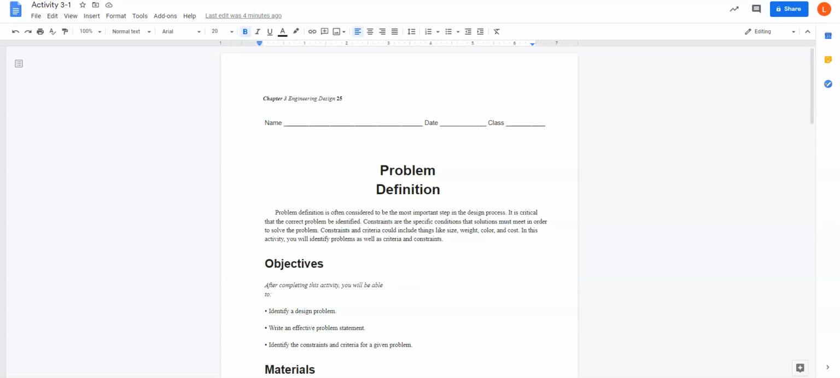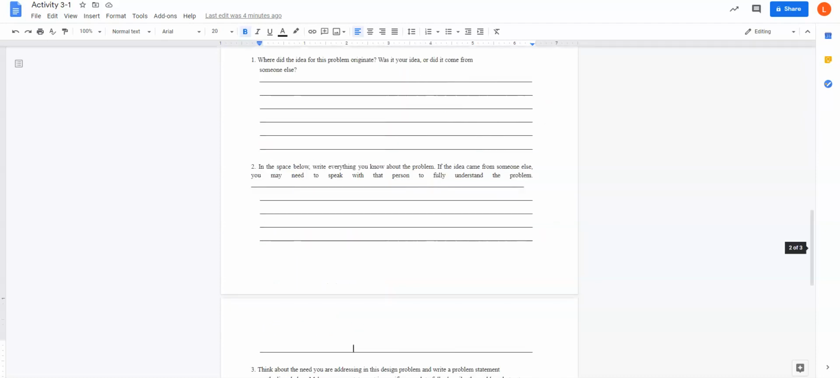Hey guys, so in today's activity, we're going to be starting at the beginning of the engineering design process, and that starts with defining the problem. So after completing this activity, you'll be able to identify a design problem, write an effective problem statement, and then identify the constraints and criteria for a given problem.